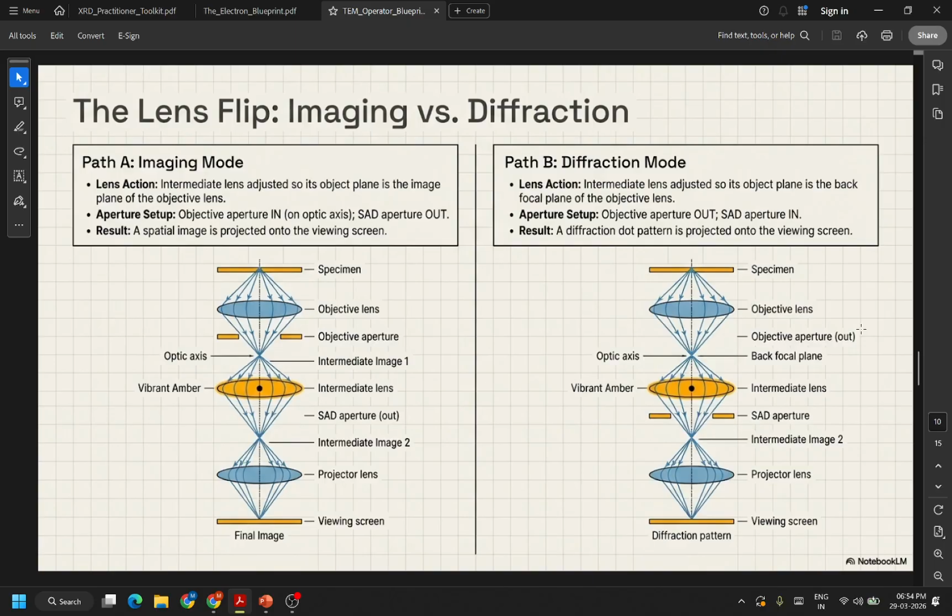And in diffraction mode, the intermediate lens is adjusted so its object plane is on the back focal plane of the objective lens, instead of the image plane, and the objective aperture is taken out and the SAD aperture is inserted. You can see here, the objective aperture is inside here and the SAD aperture is inside here. So instead of getting the spatial image, you get a diffraction dot pattern on the viewing screen.